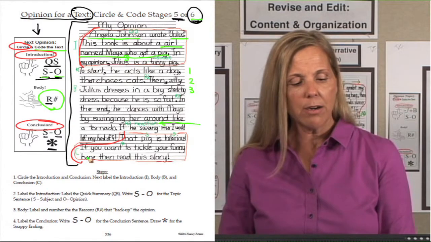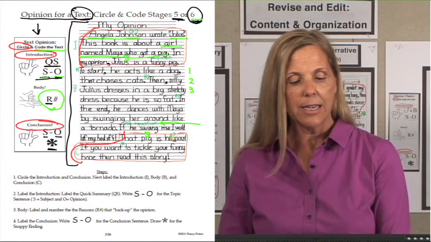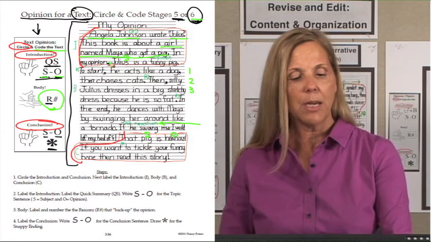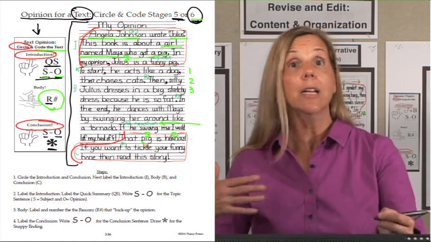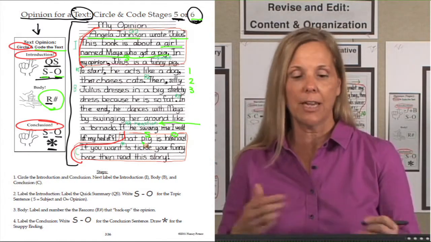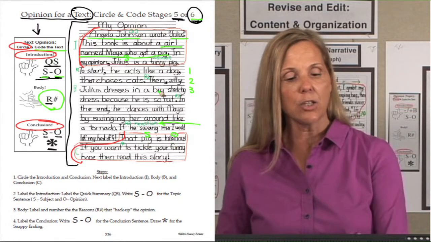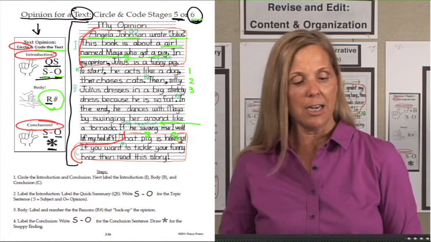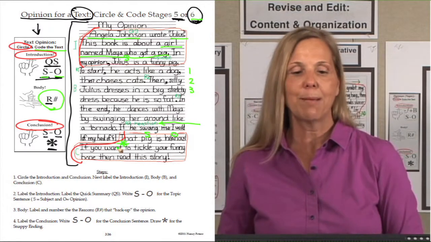Go to the last paragraph and we have our repeat the opinion. I'm putting S and O. Up here I had Julius as the subject. I'm going to say that pig. So I'm saying Julius, that pig. It's the same character, I'm just saying it differently. Is hilarious, is a funny pig. Just saying it differently, so my opinion is restated differently. Then I also have asterisks there to show a snappy ending.